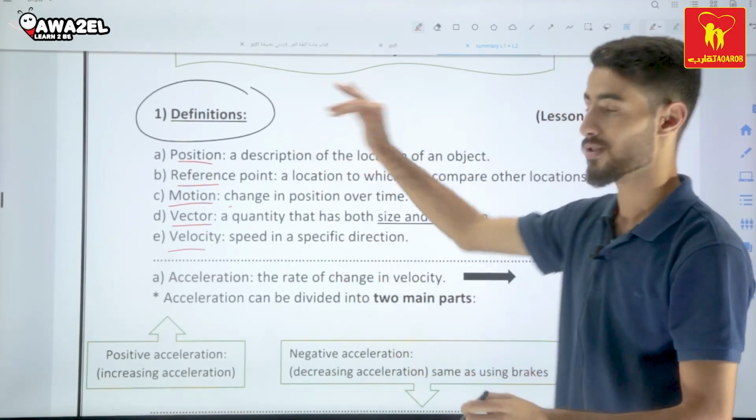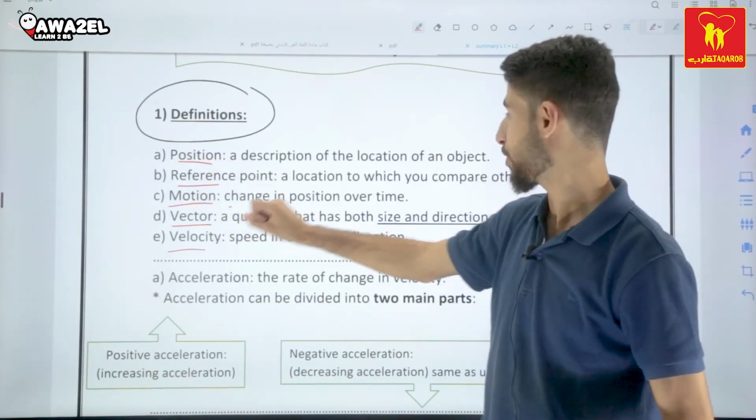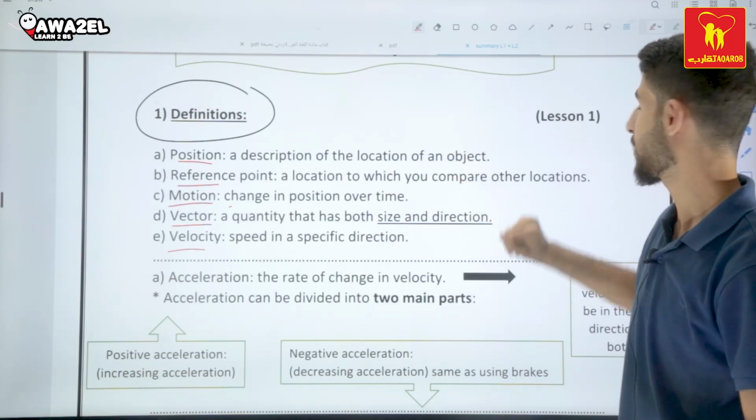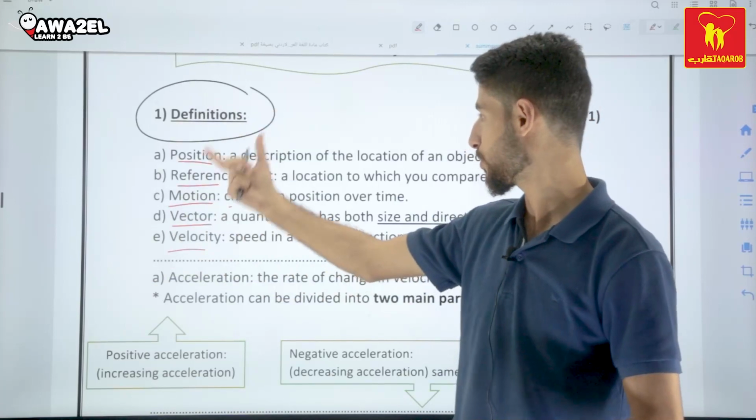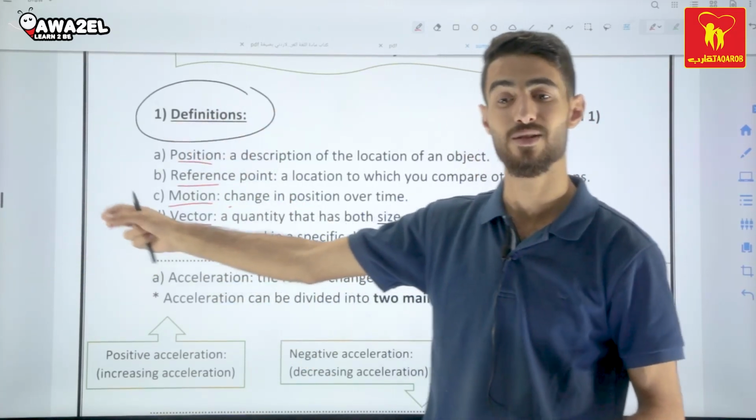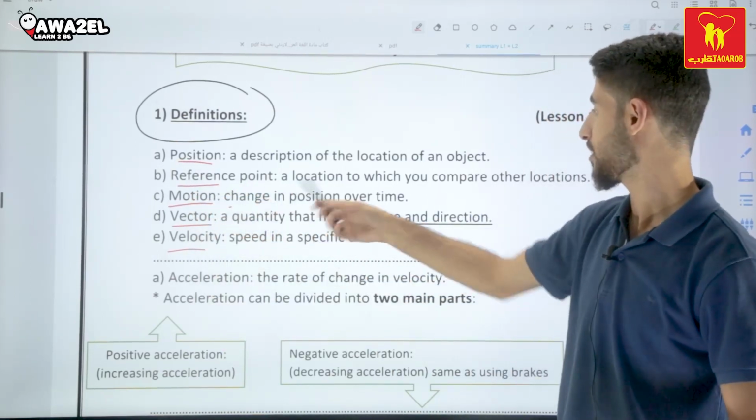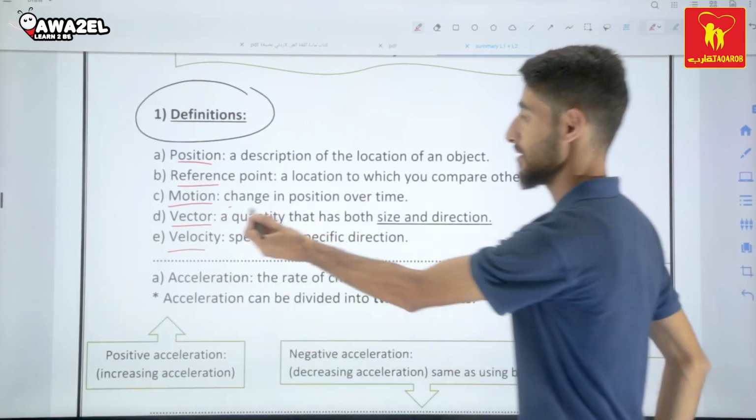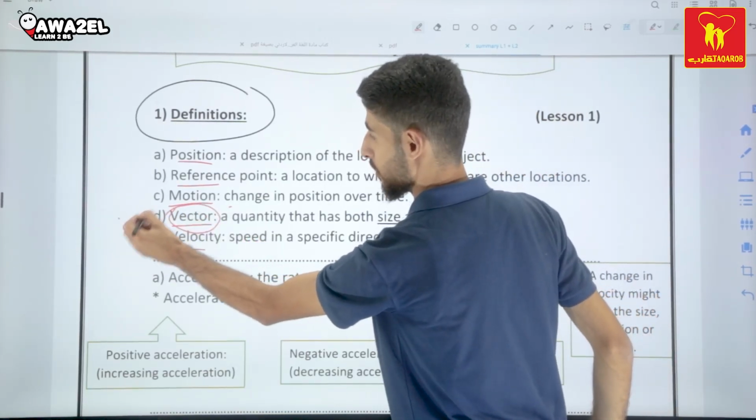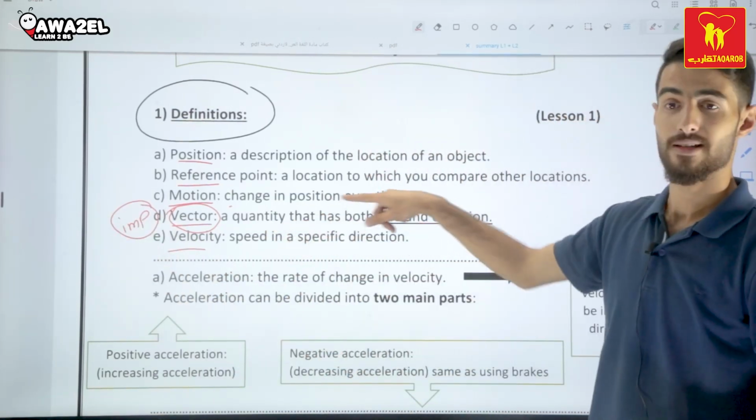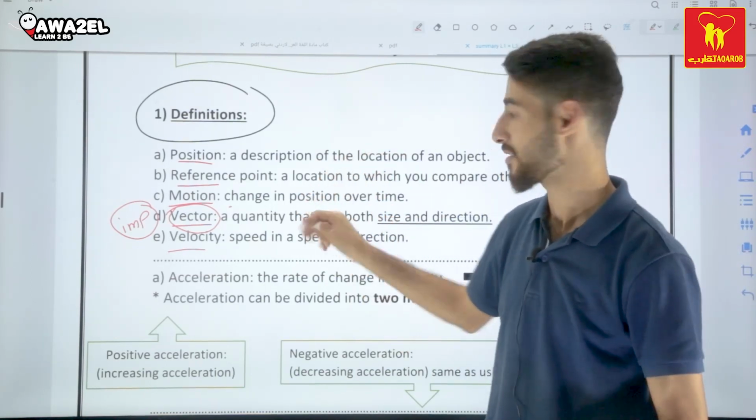Position: a description of the location of an object. So when I want to describe the location of an object, I need position. And reference point is a location to which you compare other locations, which means if I want to go somewhere, I would choose a reference point as a landmark to go there. Motion: change in position over time. And vector, and this is important: a quantity that has both size and direction and can never be expressed without any of these.